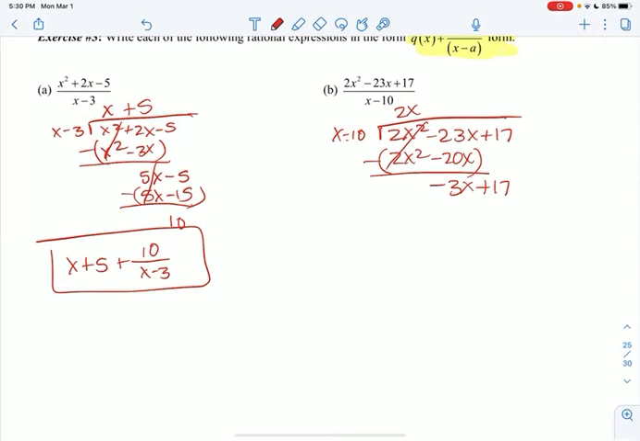Bring down the 17. x goes into negative 3x, negative 3 times. Negative 3 times x is negative 3x. Negative 3 times negative 10 is positive 30. All right, but I'm subtracting that, so be careful. Negative 3x minus negative 3x cancels. 17 minus 30 is negative 13. So 2x minus 3 is the quotient plus the remainder of negative 13 over x minus 10.